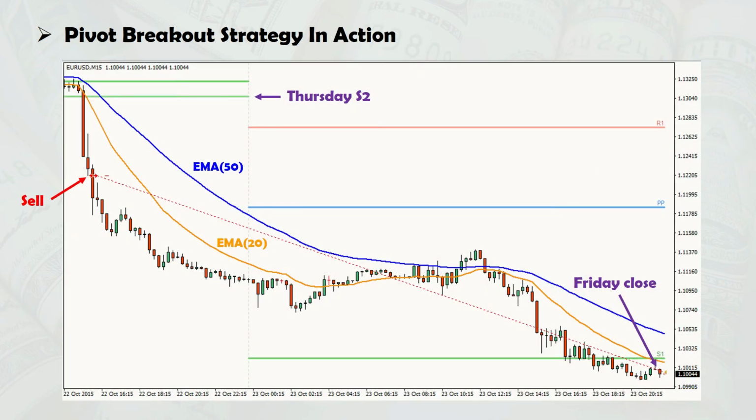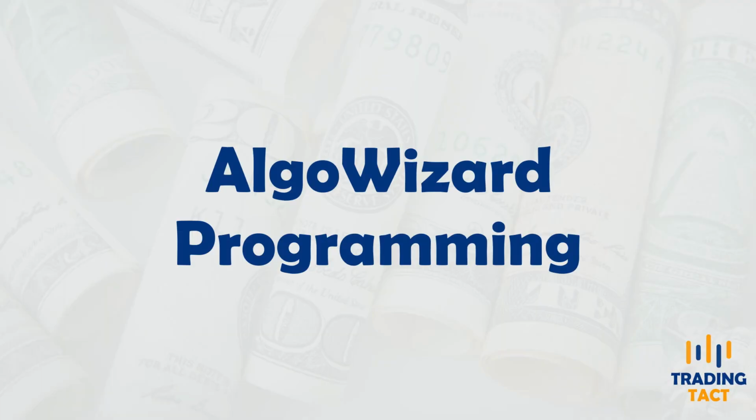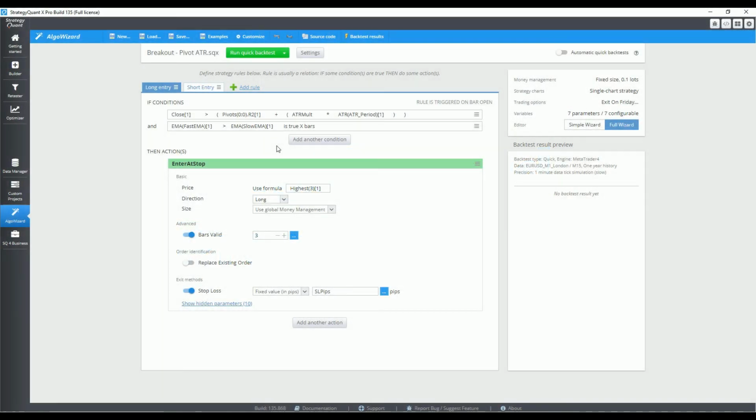Here's an example of a successful Thursday trade that was closed out before the weekend. Notice how Friday's pivot points spread out drastically in response to Thursday's breakout. Now let's automate the strategy using AlgoWizard.